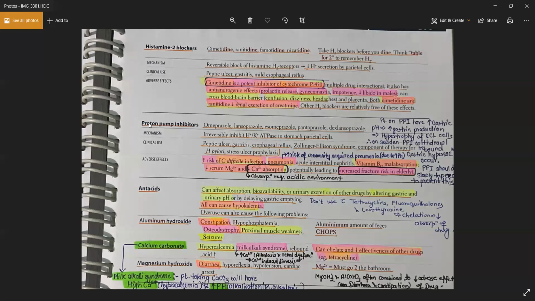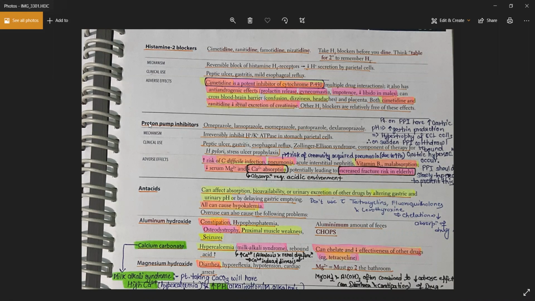They are also a component therapy for H. pylori, right? Because in case of H. pylori, you will have ulcers, right? So first, you will decrease the acid production in case of ulcers, and second, you will treat the cause of the ulcer, which is H. pylori, by giving antibiotics, right? And you can use proton pump therapy also for stress ulcers.